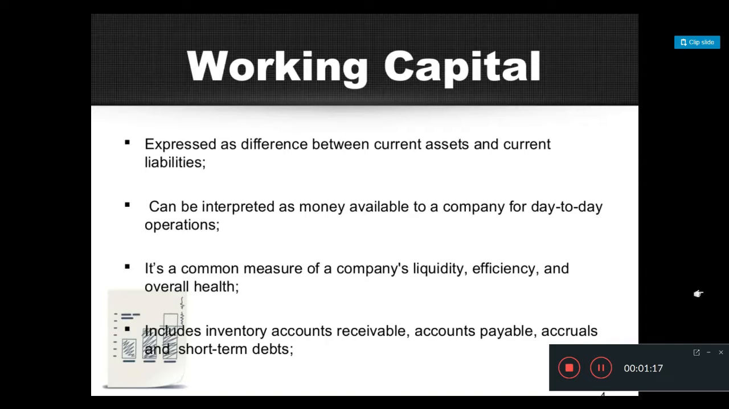This ratio indicates whether the company possesses sufficient assets to cover its short-term debt. Working capital is expressed as a difference between the current assets and current liabilities. It can be interpreted as money available to the company for day-to-day operation. It's a common measure of the company's liquidity, efficiency, and overall health. It includes inventory accounts, receivables, accounts payable, accruals, and the short-term debts.